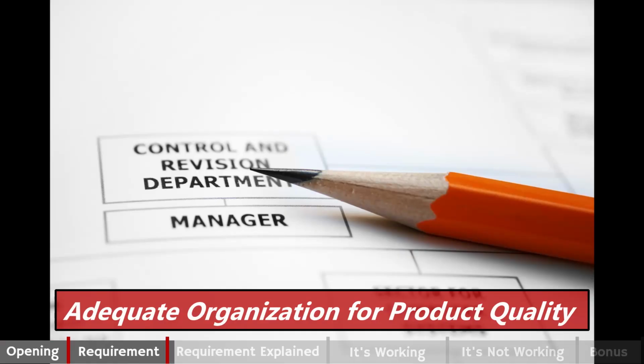Our requirement, organization, comes directly from 820.20b and ISO 13485 sections 5.1 and 5.5. Organization in 5 words: adequate organization for product quality. You must establish an adequate organization to ensure that you have an effective quality management system.